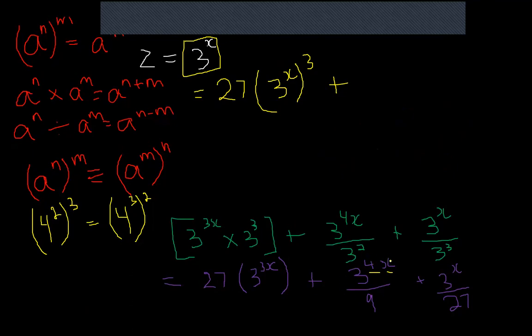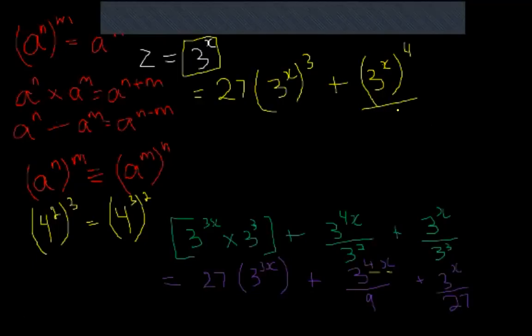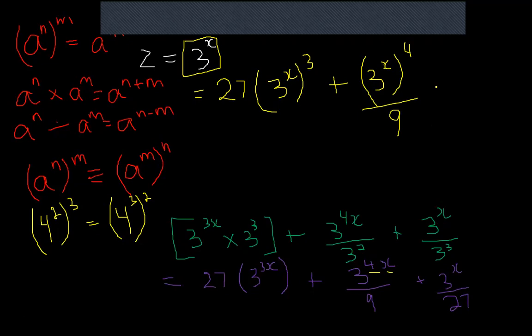Instead of saying 3 to the power of 4x divided by 9, I could say 3 to the power of x, and this whole thing raised to the power of 4, divided by 9. And then this one, I already have the 3 raised to the power of x, so I could just leave that by itself. Now, we have an expression where I could substitute the 3 to the power of x with z. And that's exactly what they want me to do. Remember, the question said to write this expression in terms of z. Remember, z is 3 to the power of x.